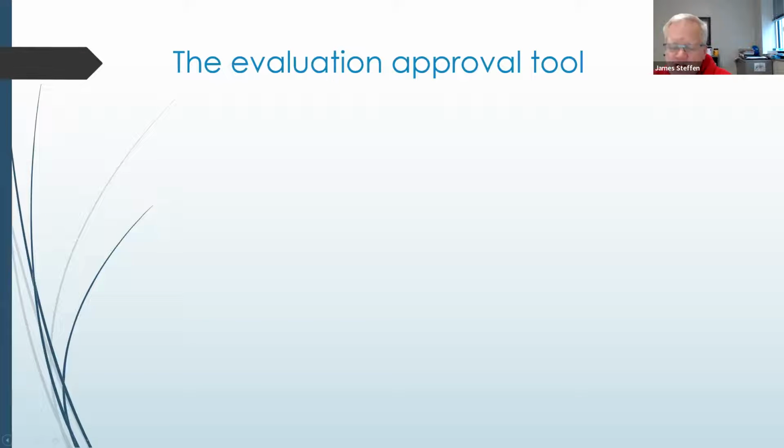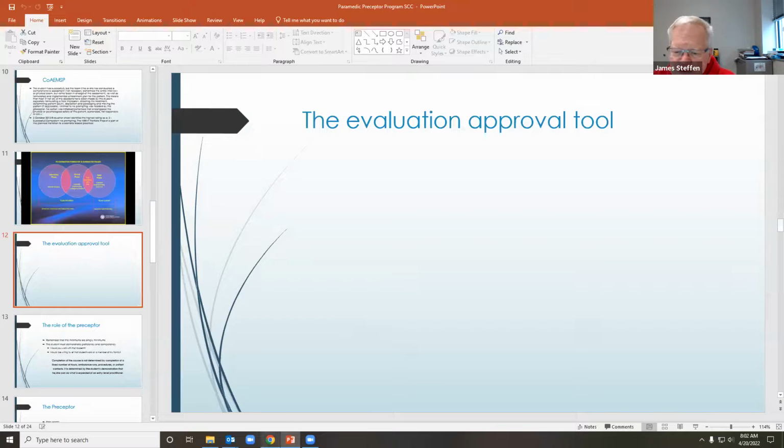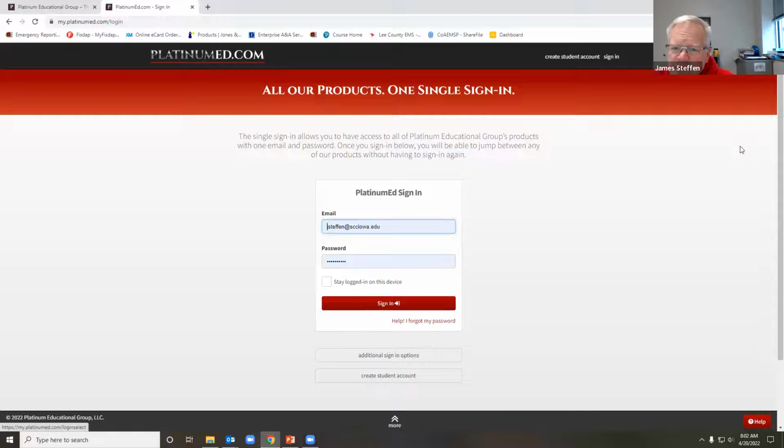Okay, so now I'm going to switch gears and move to an evaluation tool. You should be able to see this. Now, all of you should have an account with platinumed.com. For those of you at Burlington, it should be your fire department email, your city email. For those of you at Lee County, it's your individual email for the most part. I will send a list to Dennis of the emails that I have on file, but if you have trouble logging in, please let me know and I'll get you logged in.